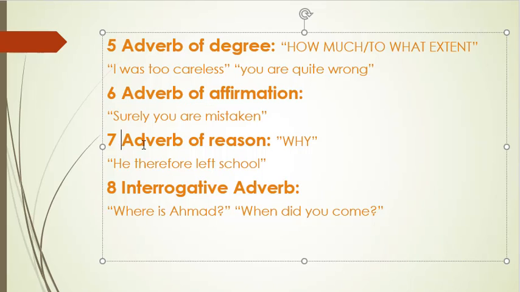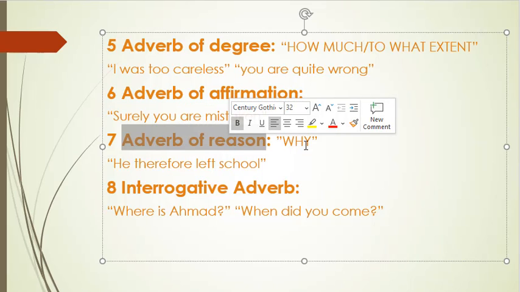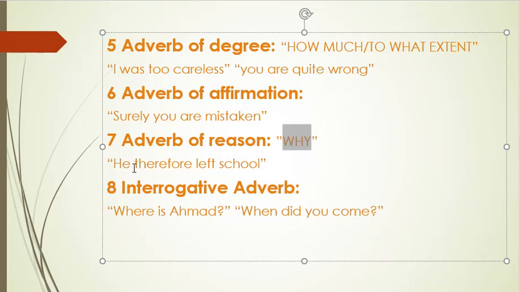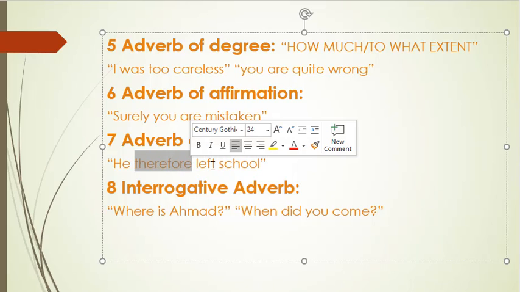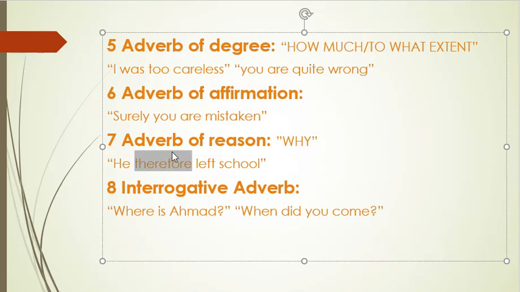The next one is adverb of reason. The adverb which shows the reason of the action and answers why. For example, he therefore left the school. Why did he leave the school? He therefore left the school. Here therefore represents the adverb of reason. Words like hence are also used to denote the adverb of reason.